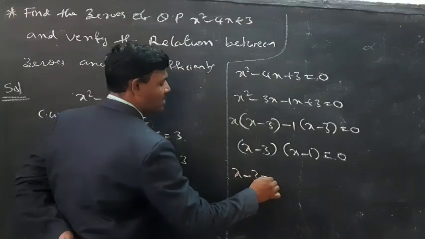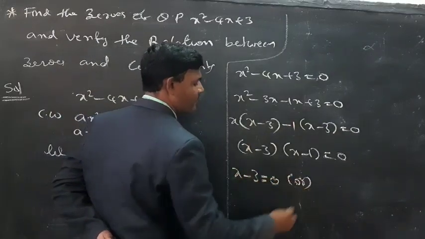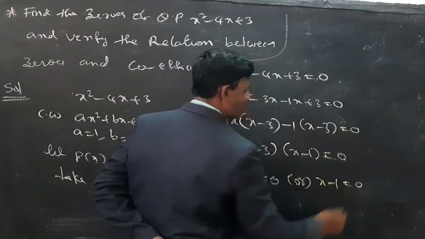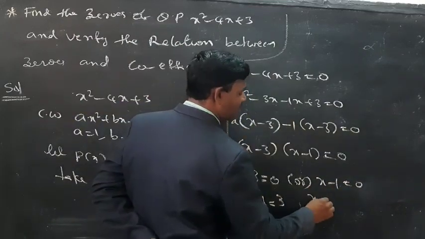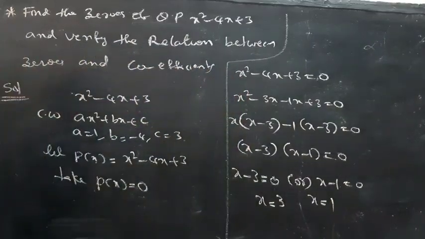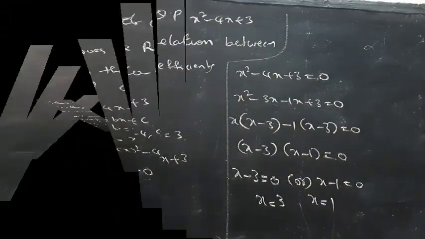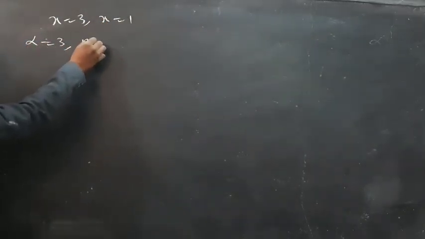So x minus 3 is equal to 0 or x minus 1 is equal to 0. Finally, what is the answer? x is equal to 3 or x is equal to 1. Here we have two zeros. In this problem we have two zeros: x is equal to 3 and also x is equal to 1. Let one be alpha and one be beta.